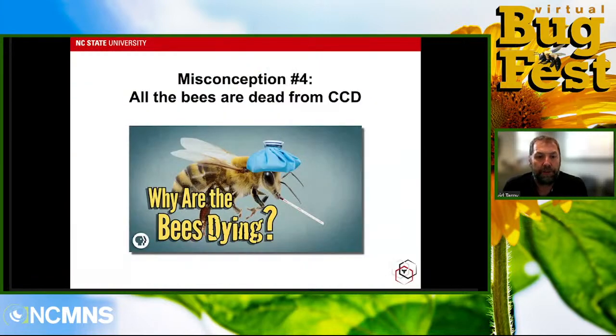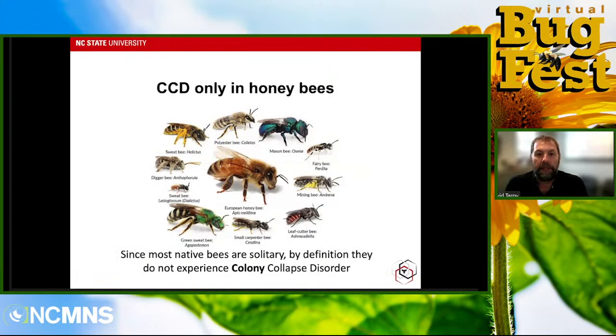A fourth misconception that one can often get from just simply reading the headlines is that all bees are dead and they've all died from this new mysterious thing called colony collapse disorder, or CCD. And this is a misconception in several ways. One, not all bees are affected by colony collapse disorder, only honeybees are. Again, most bees are solitary. They don't live in colonies. So by definition, colony collapse disorder cannot affect these native solitary bees. It only happens in honeybees because they have colonies.